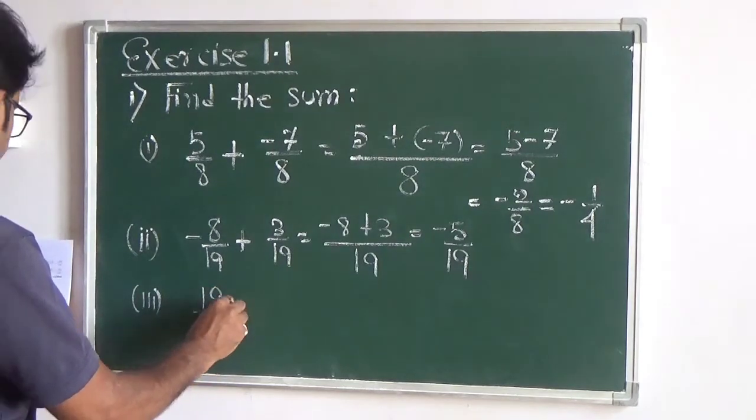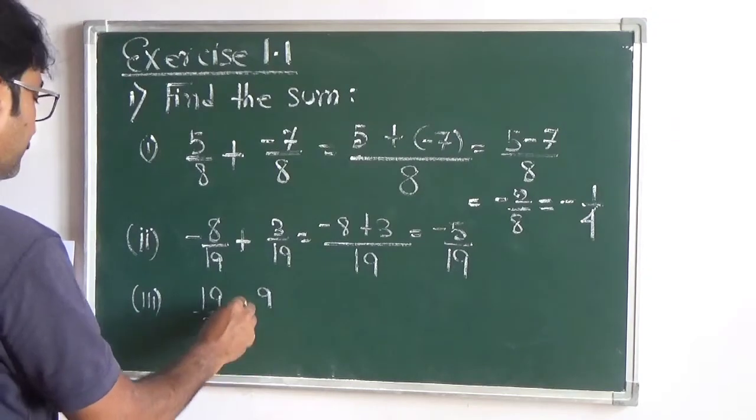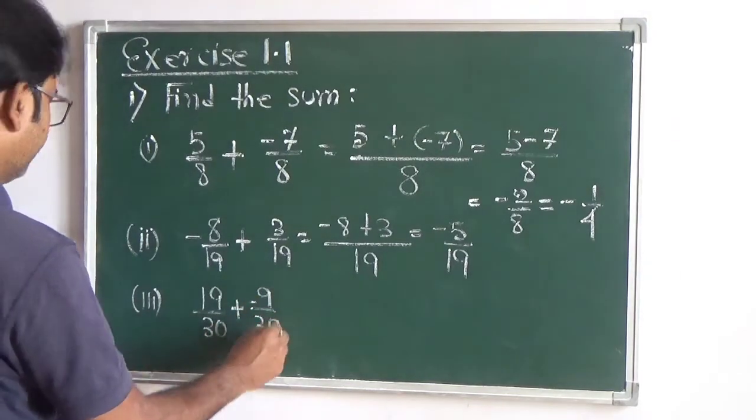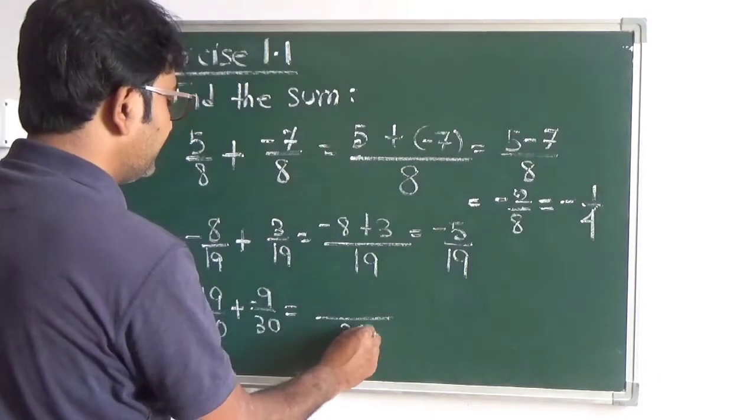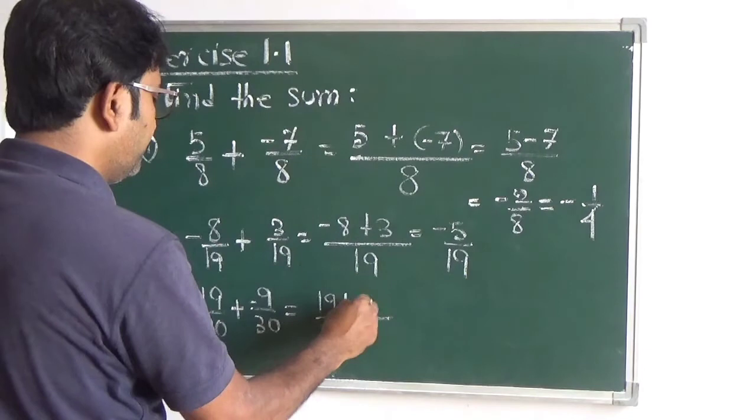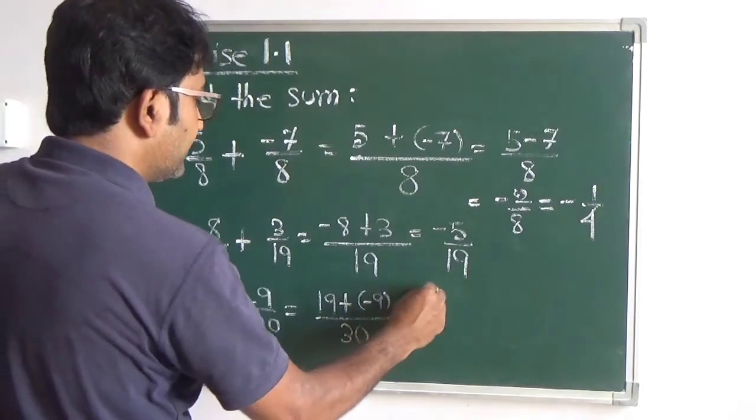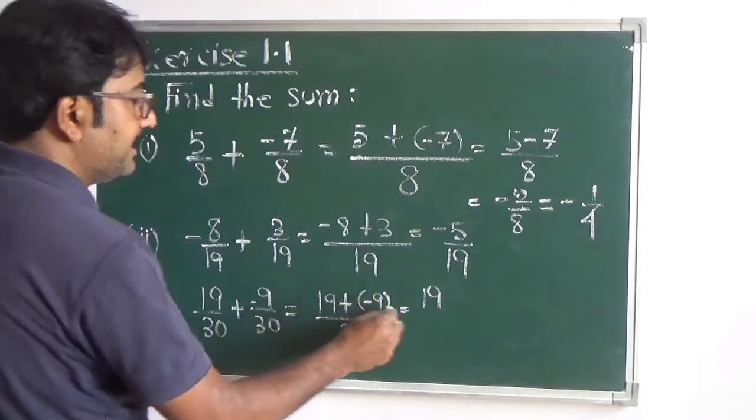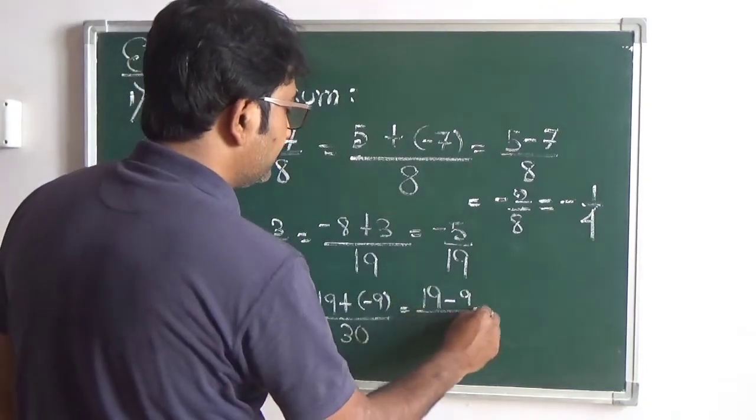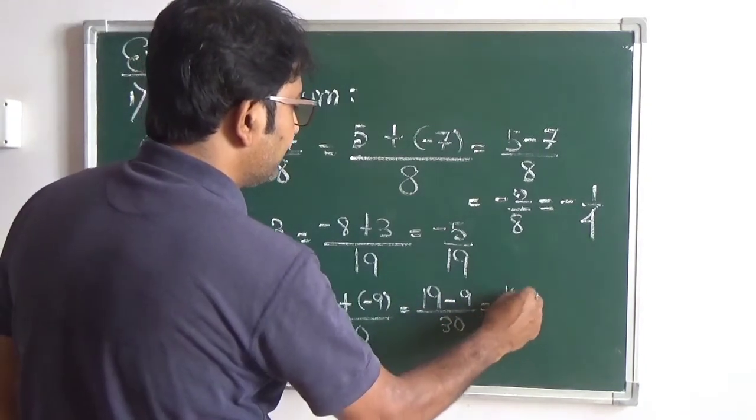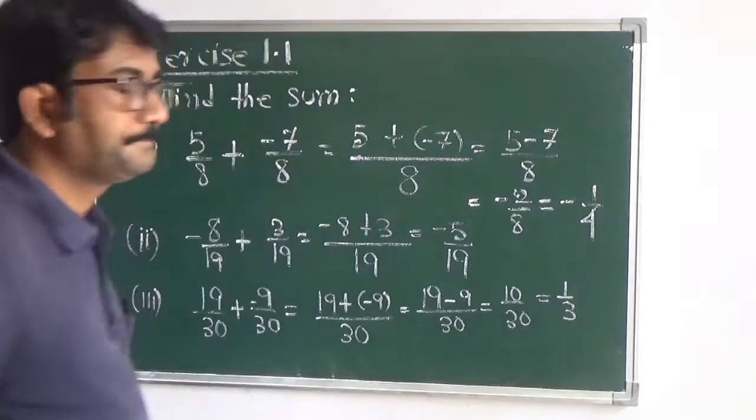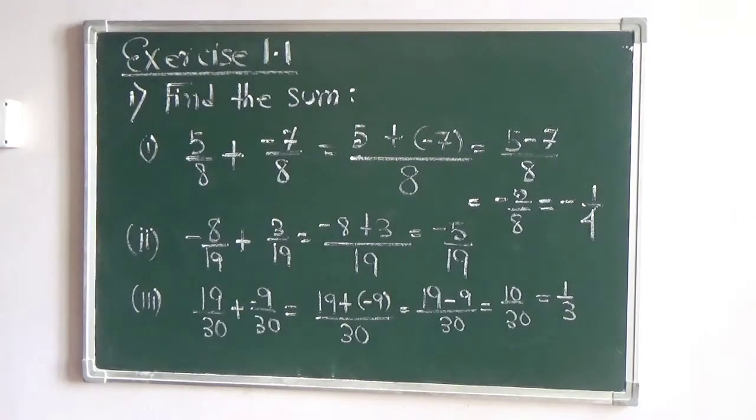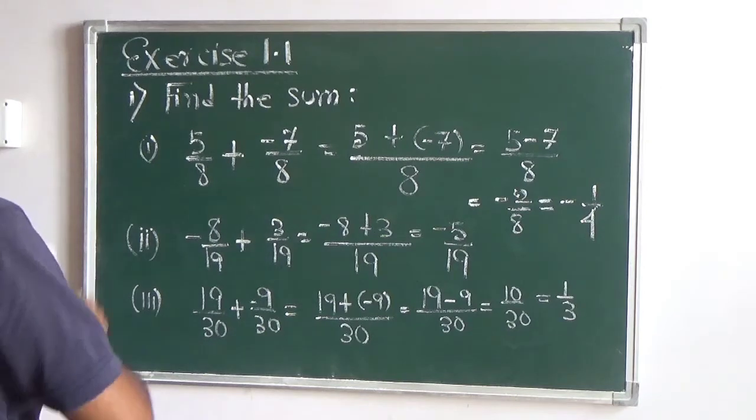The third part: 19 by 30 plus minus 9 by 30. Here also, since the denominator is the same, the LCM remains the same, so it is 19 plus minus 9. You can write it as 19 minus 9 by 30, and 19 minus 9 is 10 by 30, and the result is 1 by 3. Hopefully you are understanding the fact. Now moving on to question number 2.